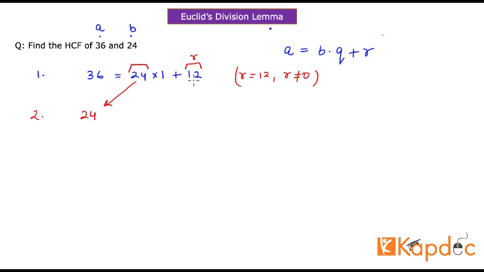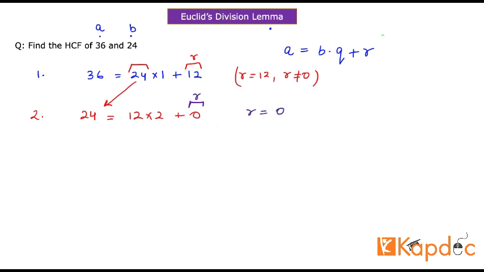And this remainder, if it is not equal to 0, we need to make that your new divisor, right? So 24 will be divided by 12, and you will say that it is equal to 12 times 2 plus 0, right? Now you have a remainder. That remainder is equal to 0.